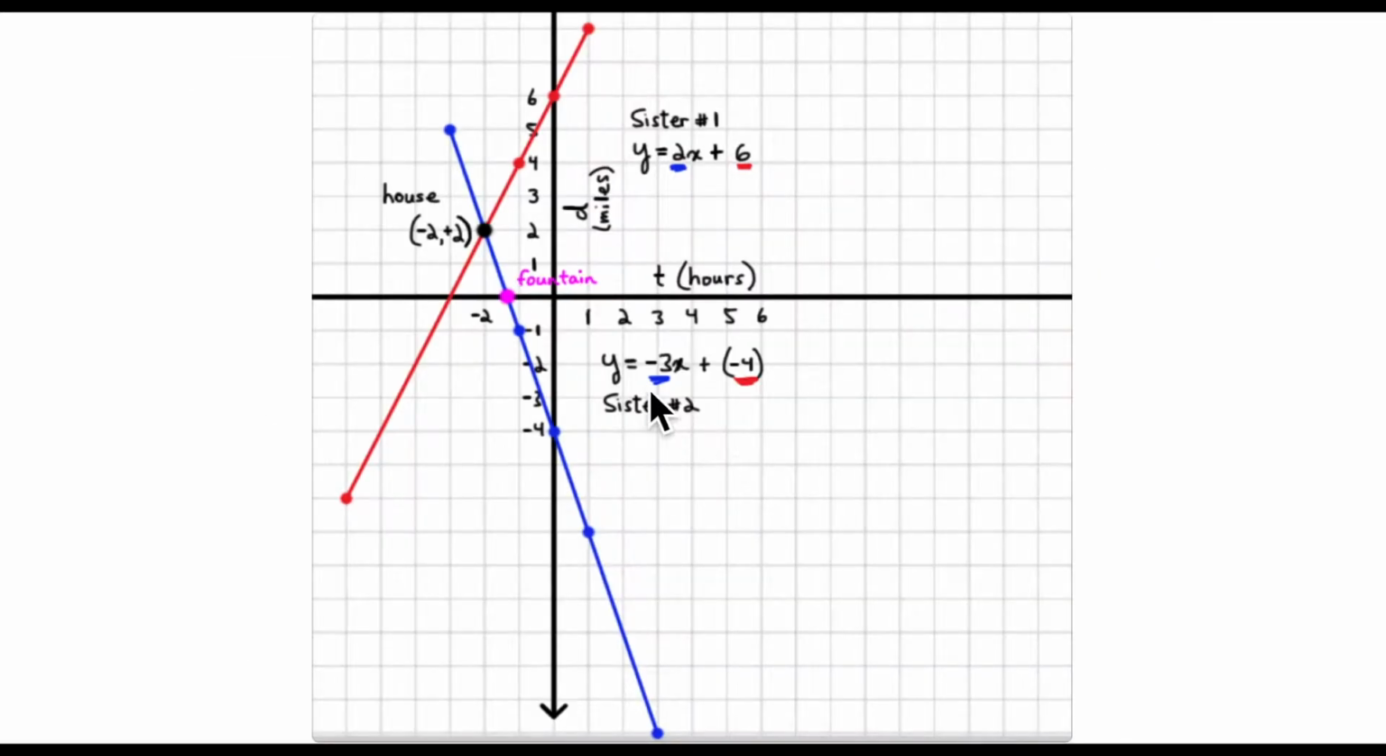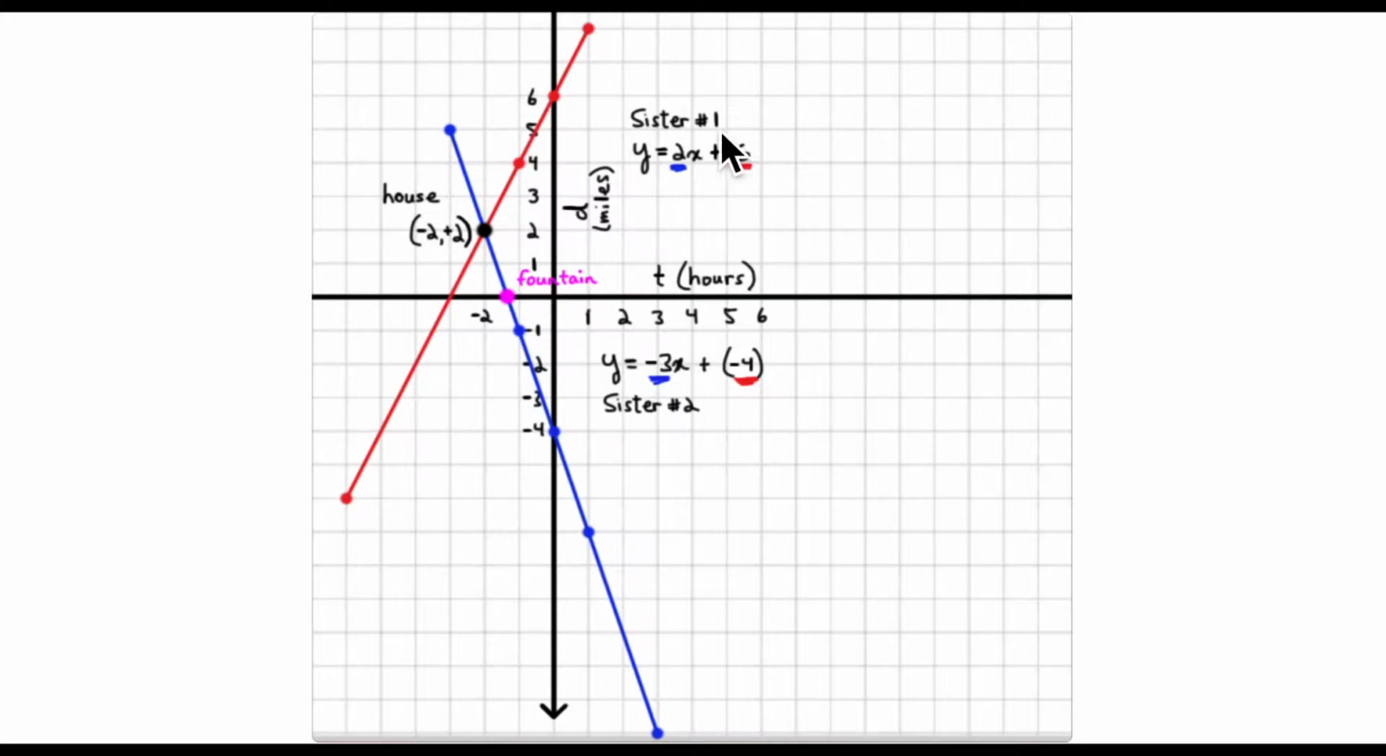This is a graph of the system of equations so I can talk about the context. So this is one equation, y equals 2x plus 6 for sister number 1, and sister number 2, her equation is y equals negative 3x plus negative 4. So these are the two graphs. We'll go into this in more detail later, but it helps to talk about the story, the context of these two equations. Notice that when they both start, they are 2 miles from the fountain. So here's the fountain, and the house is 2 miles away. So 1 mile, 2 miles.